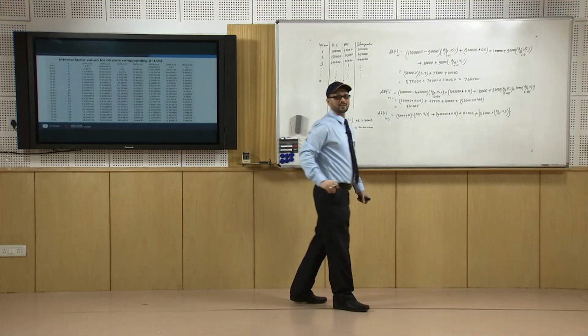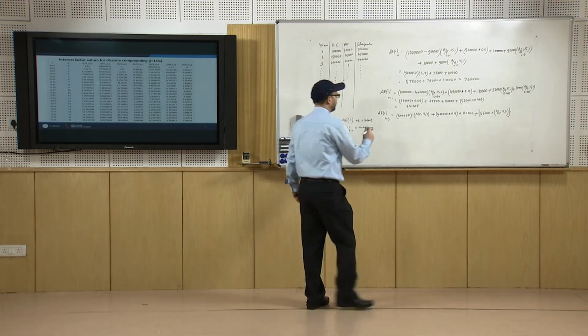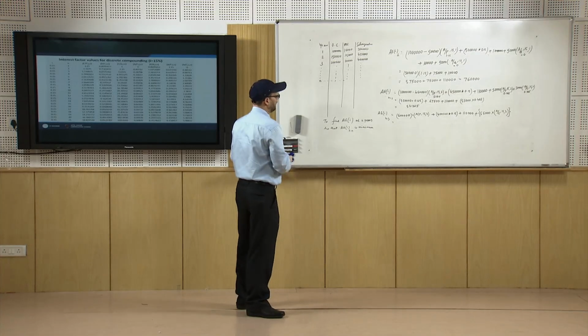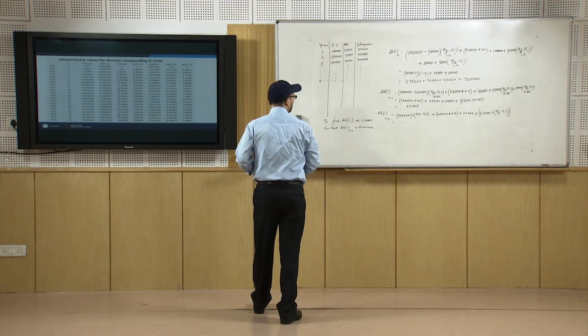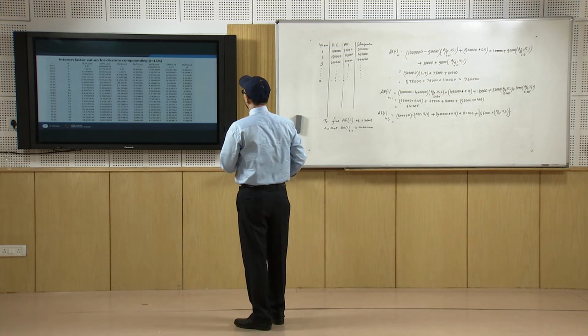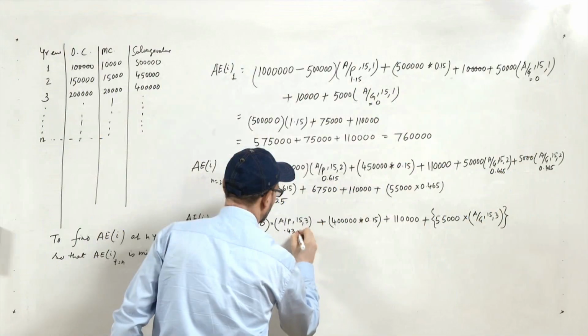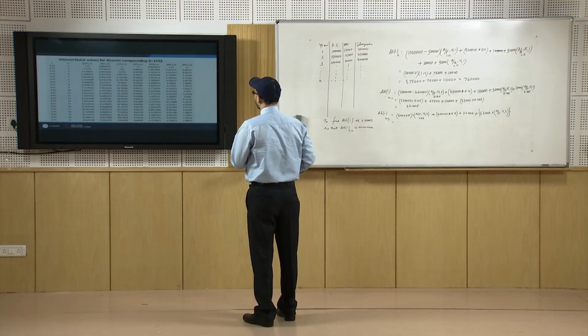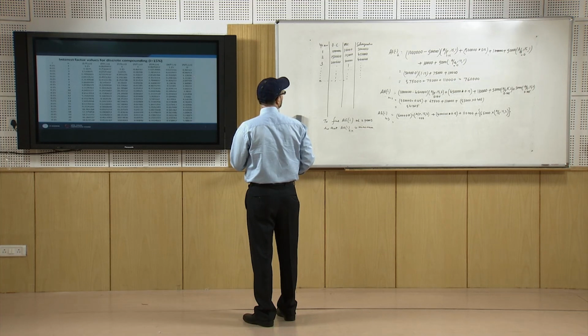So, this is the expression which we get when n equals 3 years. Now, for this we have the values: A by P 15.3 comes out to be 0.438 and A by G 15.3 is coming out to be 0.907.